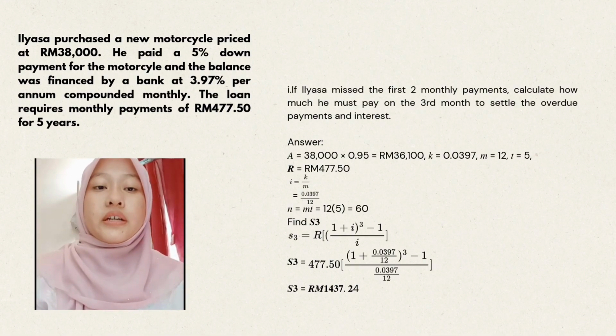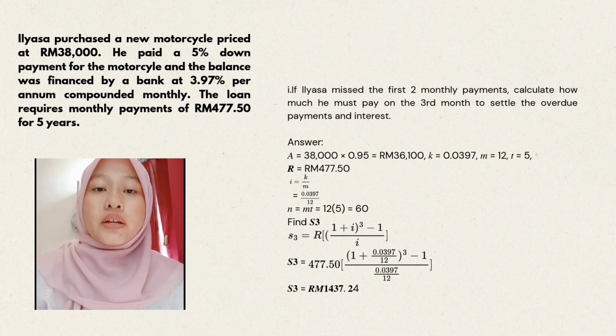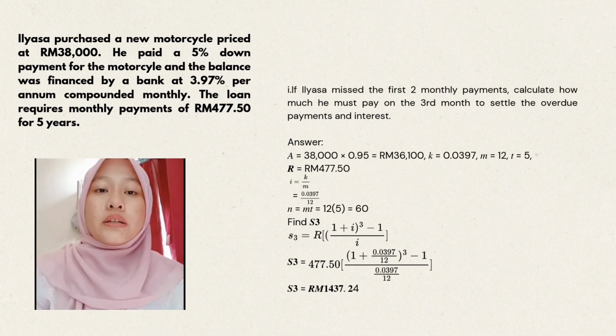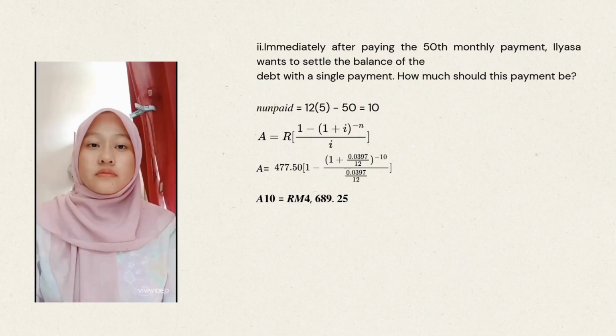Let's find S3. S3 equal to R, bracket 1 plus I, bracket, power n, negative 1 per I, bracket. S3 equal to 477 and 15 cents ringgit, bracket 1 plus 0.0397 per 12, bracket, power 3, negative 1 per 0.0397 per 12, bracket. So we can get the answer for S3 is RM1,437 and 24 cents.